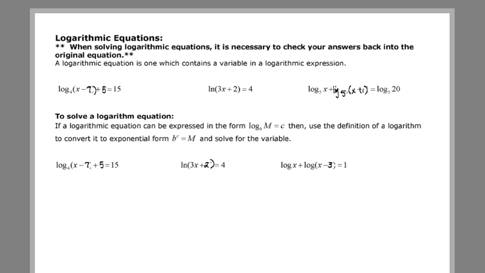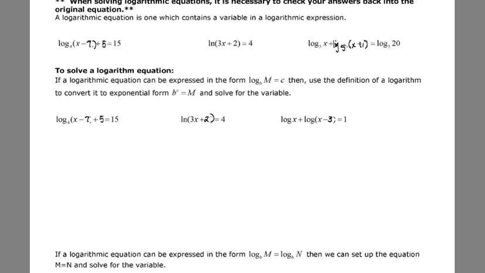To solve a log equation, if it can be expressed in the form log of a single quantity equal to a constant, then all we do is convert it back to the exponential form like we did back in 4.2. Just convert it to its exponential form. Once we do that, we can solve it and things will work out beautifully. So we're looking to express it in this format.